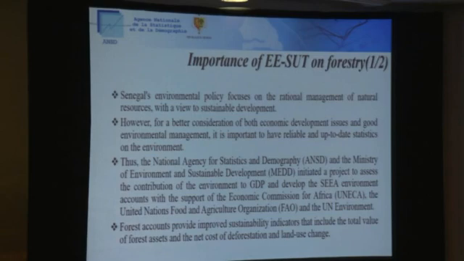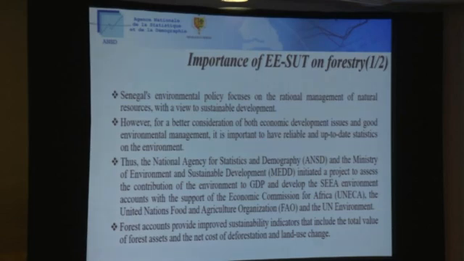Importance of environmental extended supply and use table on forestry. Senegal's environmental policy focuses on the rational management of natural resources with a view to sustainable development. However, for a better consideration of both economic development issues and good environmental management, it is important to have reliable and up-to-date statistics on the environment.